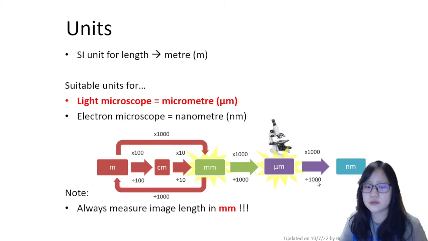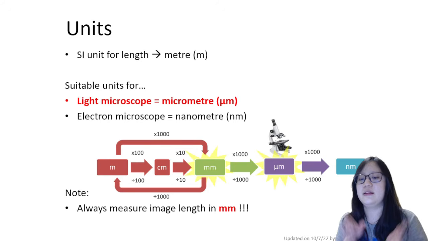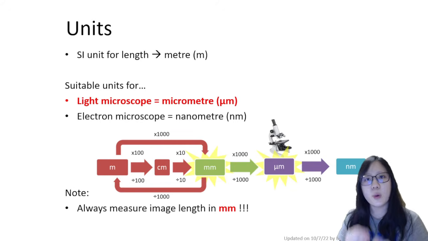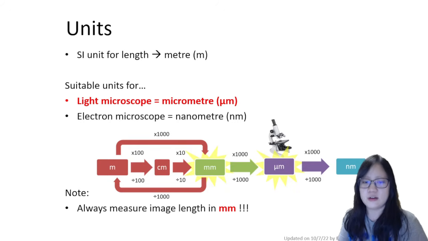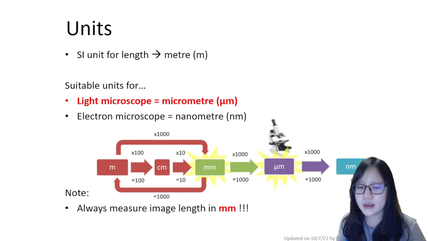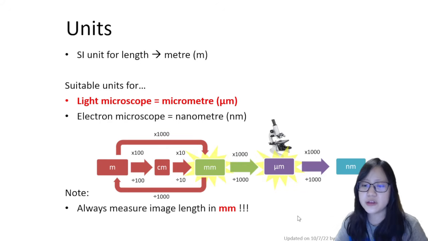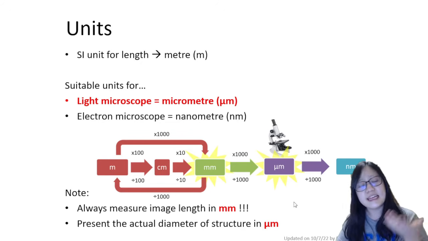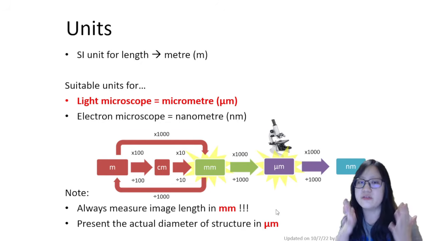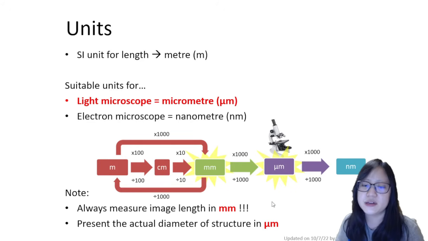Now note, you should always measure image length in mm. Sometimes this is a requirement and there's a mark just for you to measure it in mm, not cm, right? So measure in mm, and then to convert it to micrometer, just times 1000 and present the actual diameter or length of whatever structure they want you to present in micrometer.